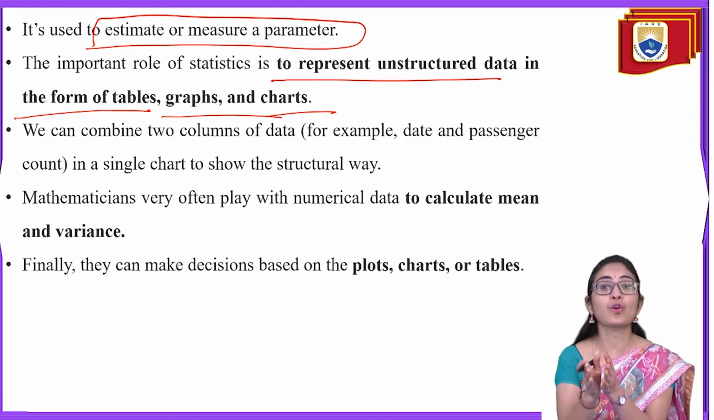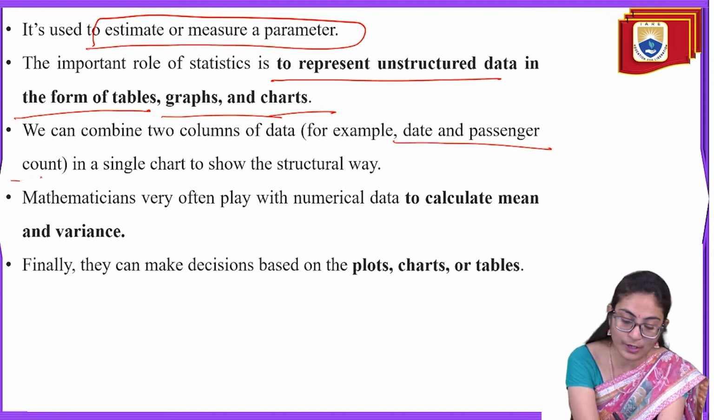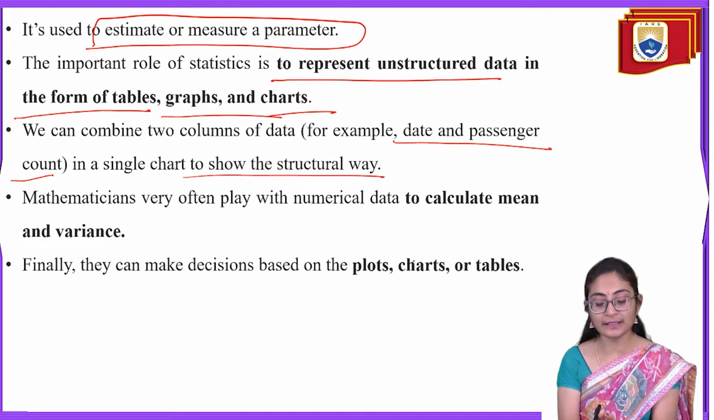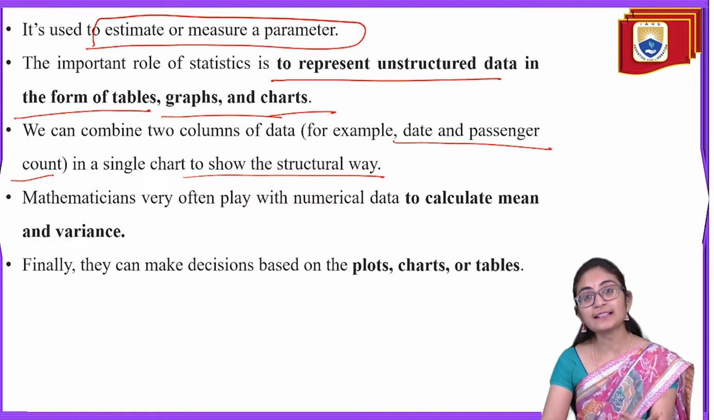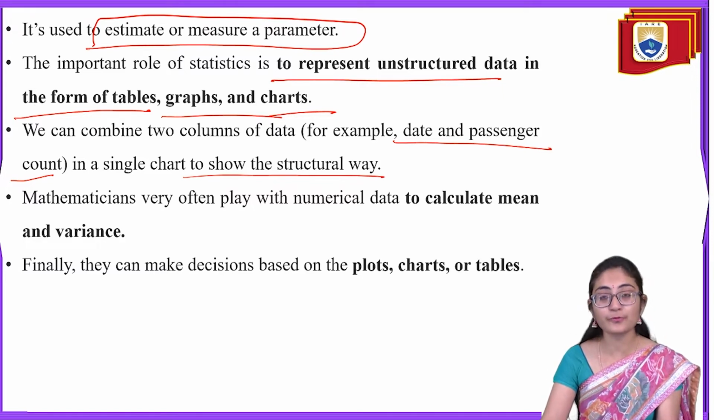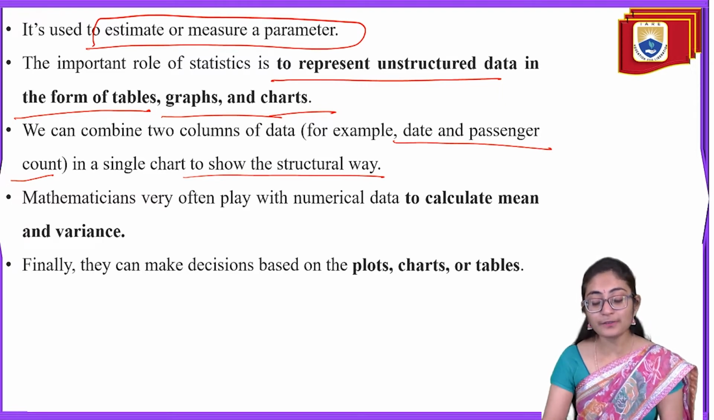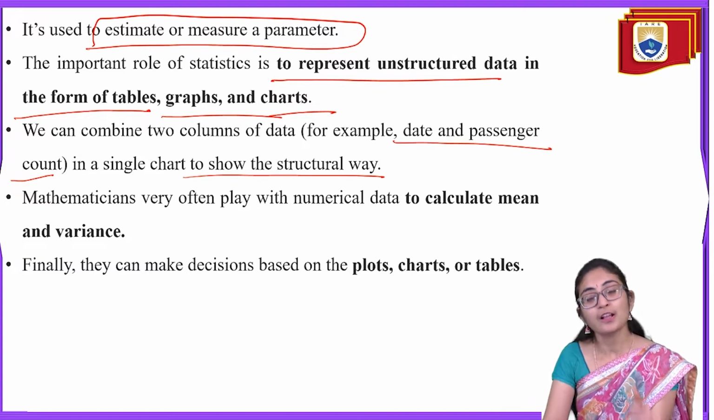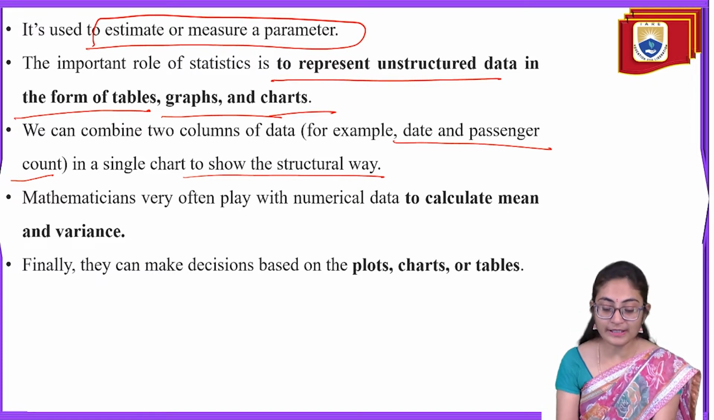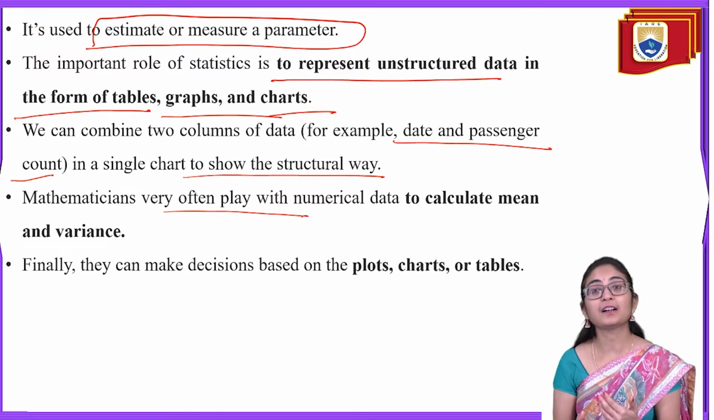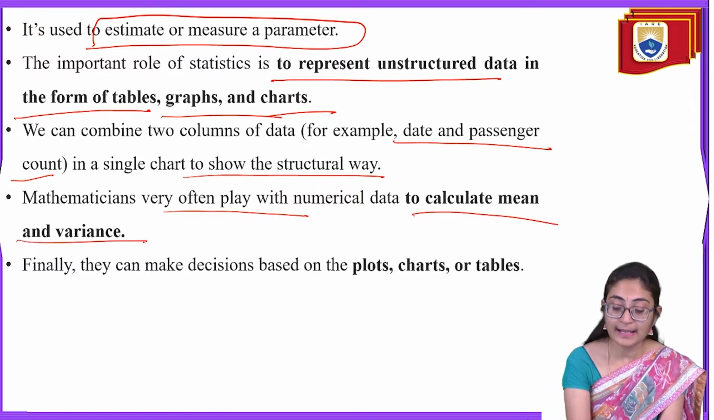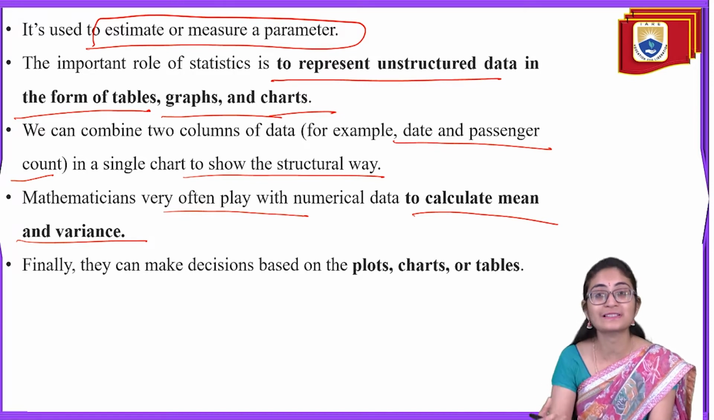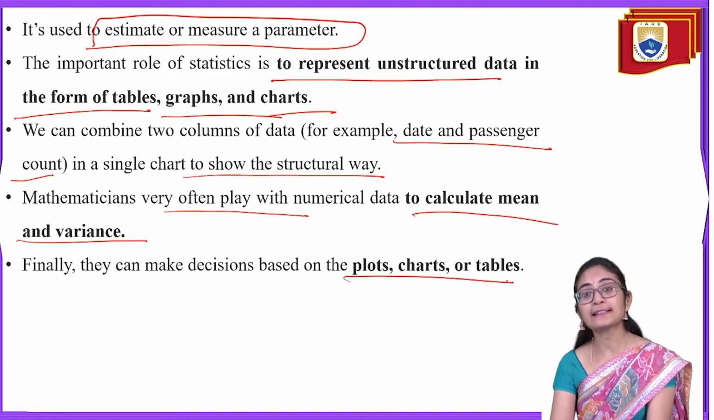And we can combine two columns of data, for example, date and passenger count, in a single chart for showing it in a structural way. And in data science we have learned that when we collect the data, that data can be either in an unstructured format or in a structural way. But if we want to arrange that data, definitely we will arrange it in the form of a table format. So that data is in the structural way. And mathematicians generally play with numerical data for calculating the mean and variance. And these things, mean and variance, are very useful in the statistics of data science. And finally, we can make some decisions based on the plots, charts, and tables.